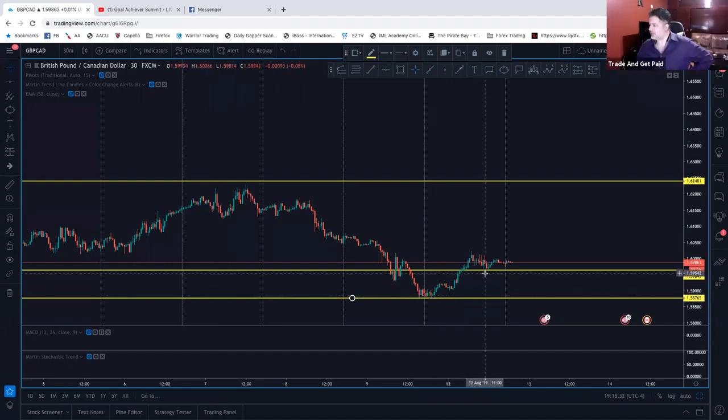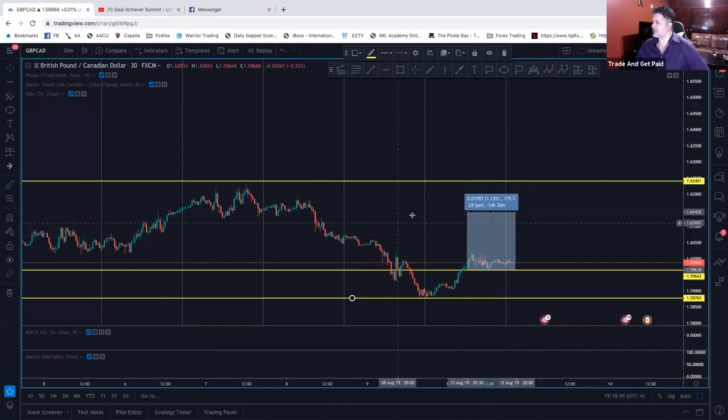Exactly. So if to the bottom is 86 pips, and to the top, it's forever. To the top is 270 pips. And that's because it's been falling for a very, very long time. So any questions related to that?